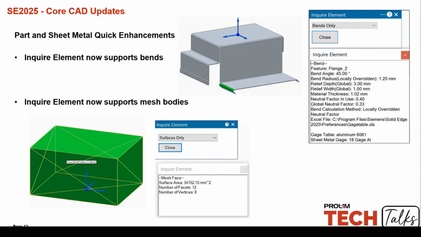Other properties are also listed, including Excel table and custom formula information if those are being used. And Inquire Element now supports mesh bodies as well. So it shows the results from vertices, edges, and faces.